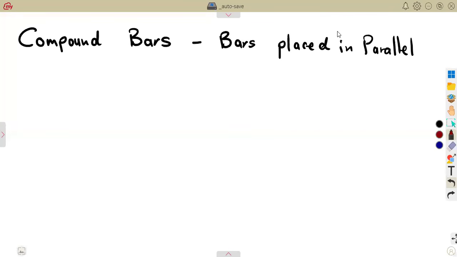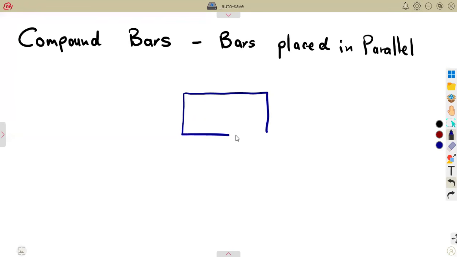Well, in this case, let us have a continuation. This time we are going to be focusing on what we refer to as the compound bars. The compound bars are now considered two, three, and so on, but they can be placed in parallel or they can be placed in series. So in this case, we're going to be working with bars that are placed in a parallel combination. Let's say we've got A and B.